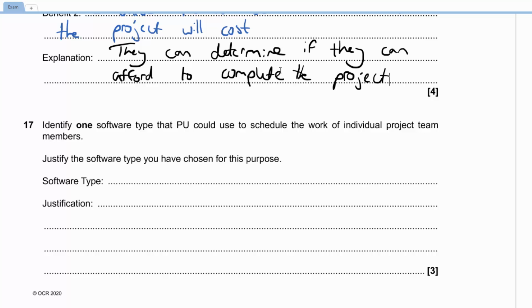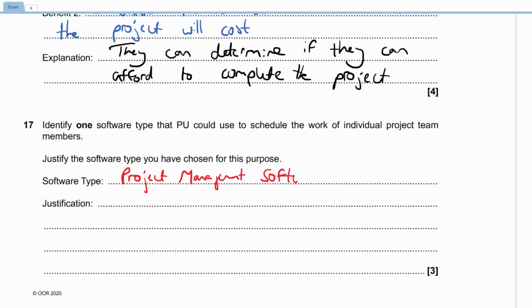For question 17, identify one software type that PU could use to schedule the work of individual project team members, and justify the software type you've chosen for this purpose, for 3 marks. So by software type, we mean things like database software, presentation software, word processing software, desktop publishing. What have I forgotten? Did I say spreadsheets? I can't remember if I did. Also, project management software. So we could say project management software here. In fact, let's just do that for the sake of it.